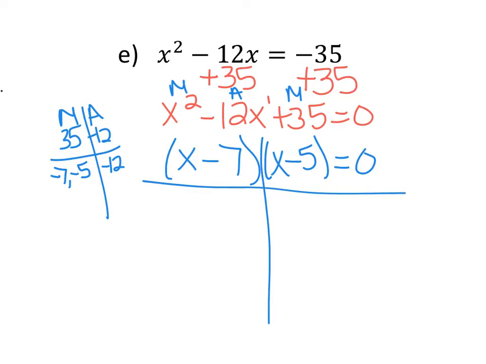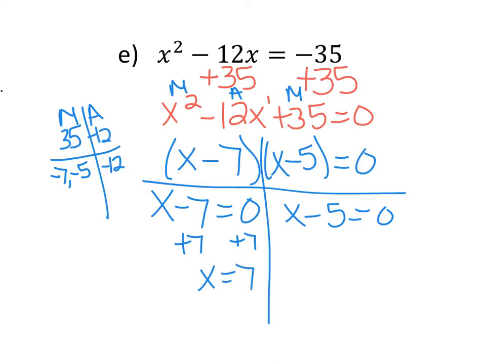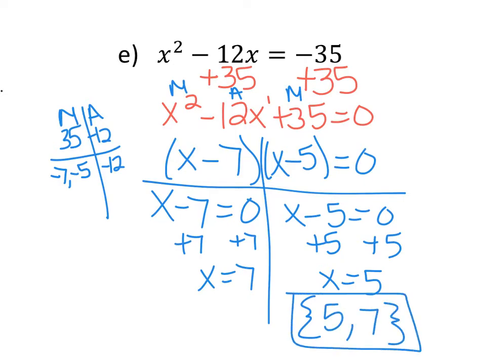Do your t-chart. X minus 7 equals 0. X minus 5 equals 0. Add 7. This one you need to add 5. So your solution, or your roots, is 5, 7. Again, make sure it's in numerical order.